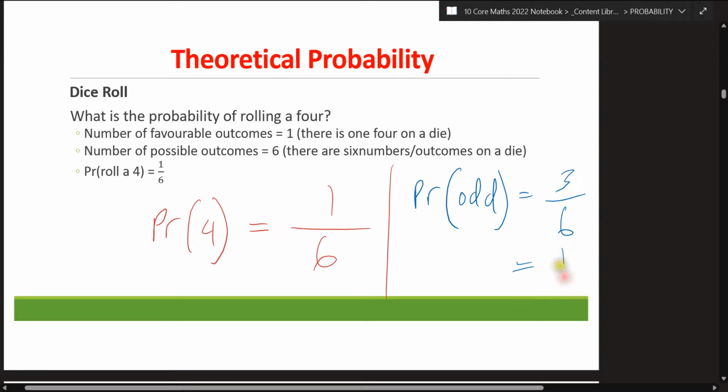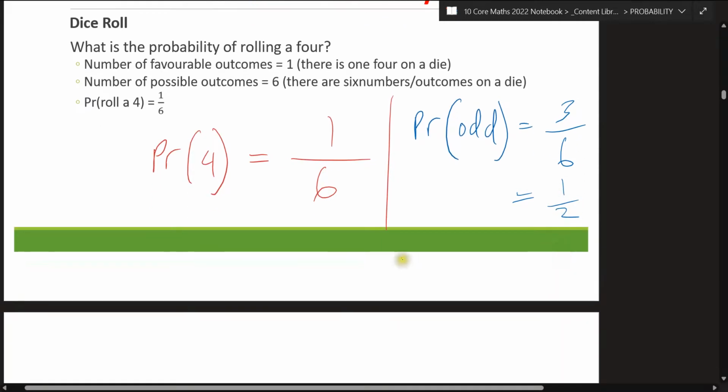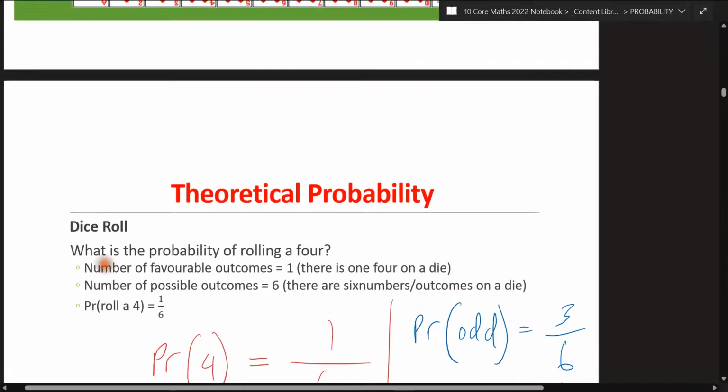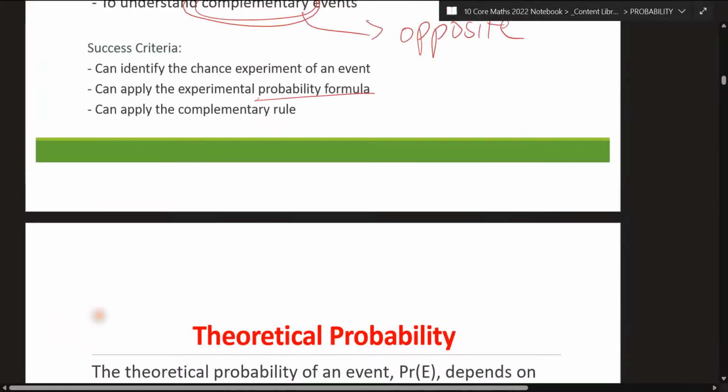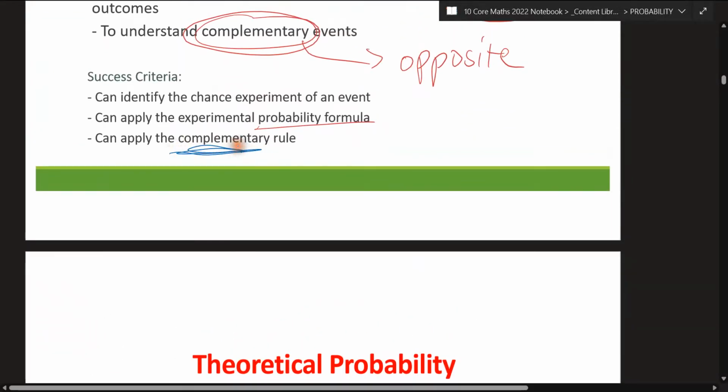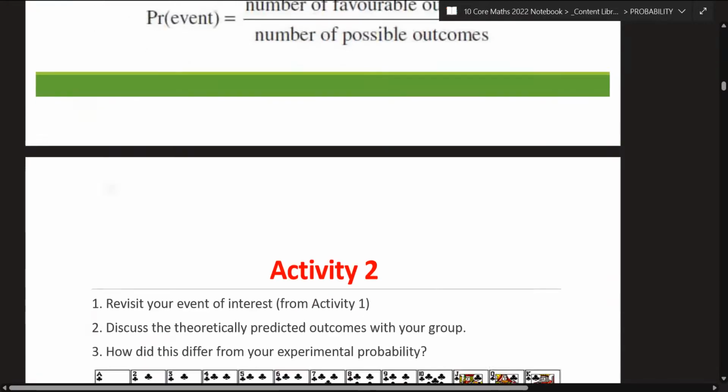Now, if I asked you, does anyone know what this means? PR of odd with a dash on the top. What does that mean? Anything but odd. Anything but odd, which is what? What's that word that we learnt about? That's opposite. Complementary. Okay, so the thing that's opposite to the odd would be even.